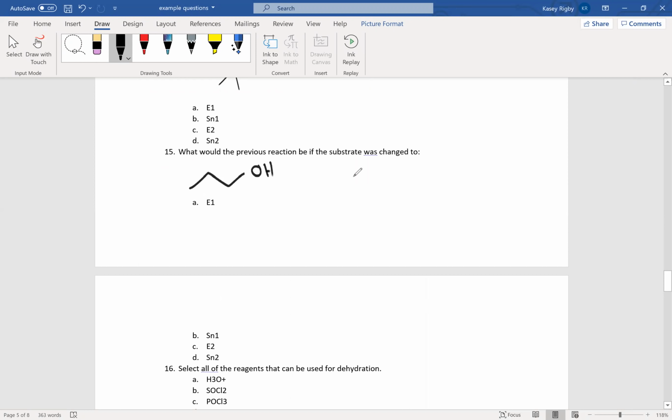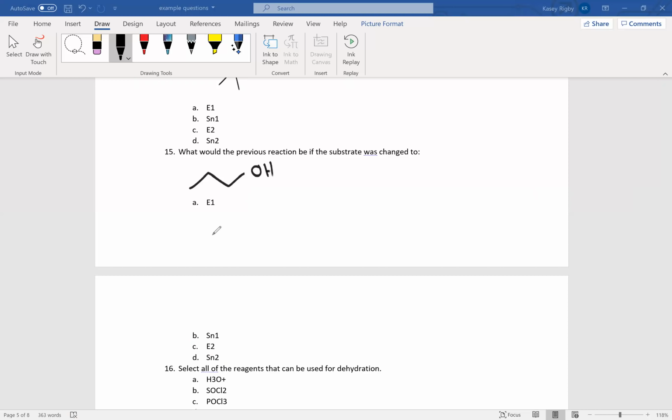Okay, I have to stop looking into the future to see what my problems are. Again, I'm very predictable with these questions. But yes, we can see here that it's not SN1, it's not SN2. We have a primary alcohol, so it's going to be E2. So it's basically the same question again, except we're changing up our reagents and our substrate.